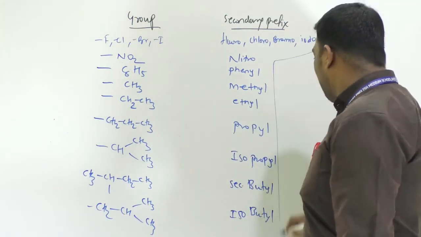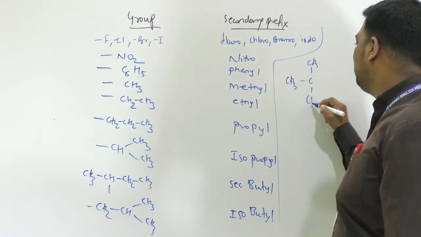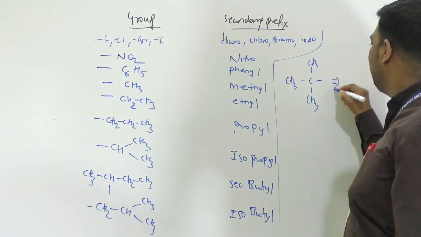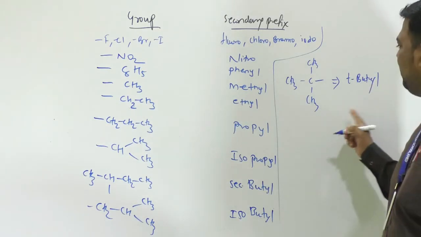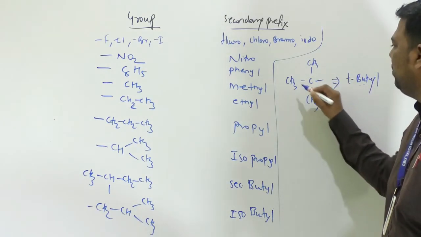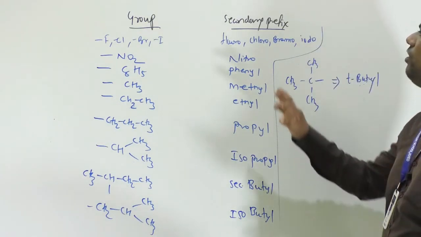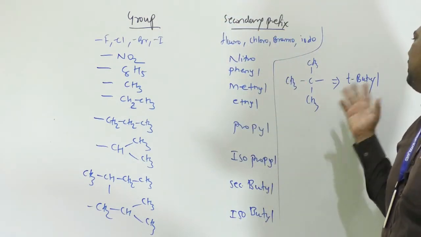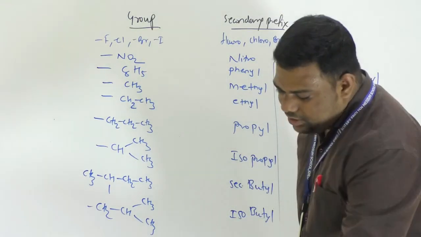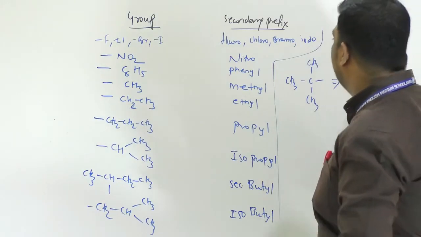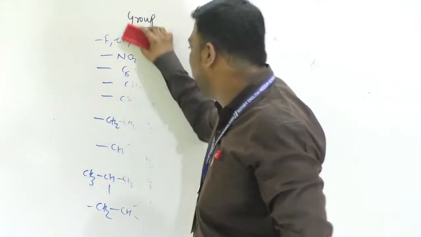So see here, I will write tertiary butyl, CH3, CH3, CH3. These are, yes, tertiary butyl. Tertiary butyl means what? 4: 1, 2, 3, 4. So this thing is very much important here, whatever your groups and whatever your secondary prefix. This you can also write downside. These are the secondary prefix. Now we will discuss the most important thing in our IUPAC names.